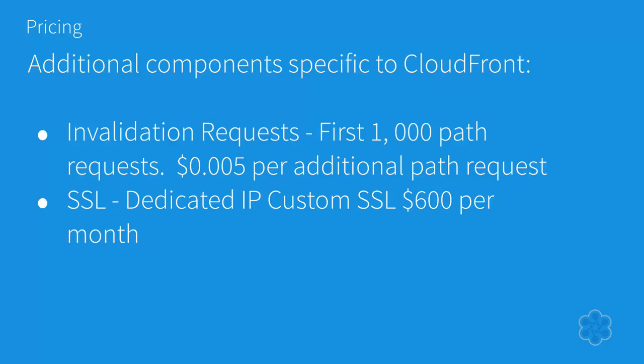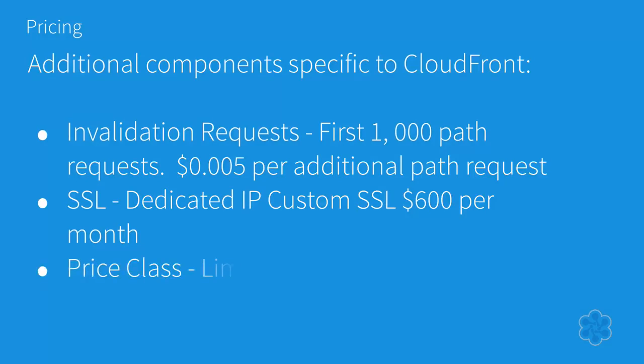In this case, you would use a dedicated IP custom SSL, so that CloudFront allocates dedicated IP addresses to serve your content at each Edge location. Pricing for this is a fixed monthly fee of $600 for each custom SSL certificate you associate with your CloudFront distributions. This fee is prorated on a per hour basis, so if you signed up at the end of the billing cycle, you would only pay for the time that you used it.